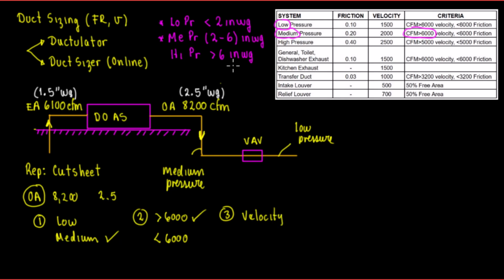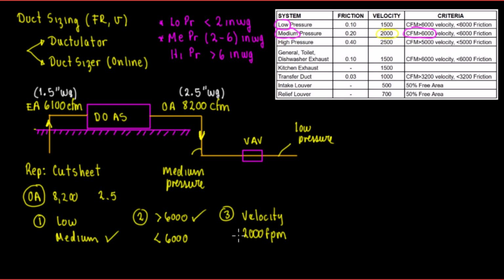And what's the velocity? You go to the table. Seeing here it says medium pressure. The velocity will be 2,000. Perfect. So in here we're going to put velocity 2,000 FPM. Done. That's all I need to do. These 3 steps are going to help you out a lot. Anytime you want to size any duct, follow the 3 steps: low or medium, more than 6,000 or less than 6,000, and then the velocity or friction.